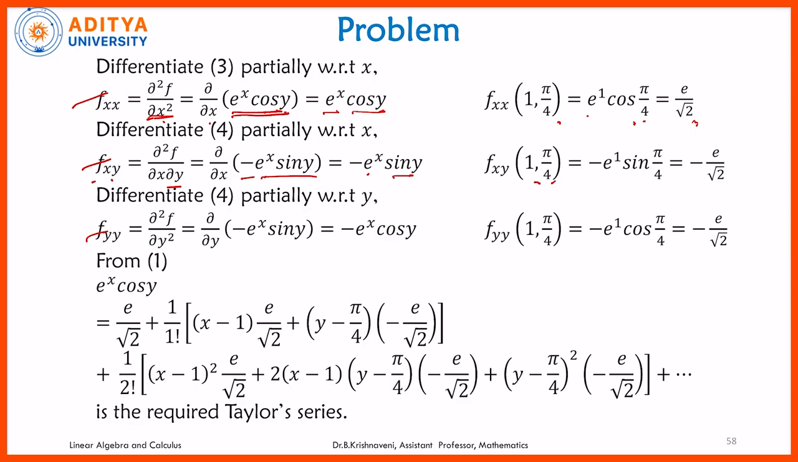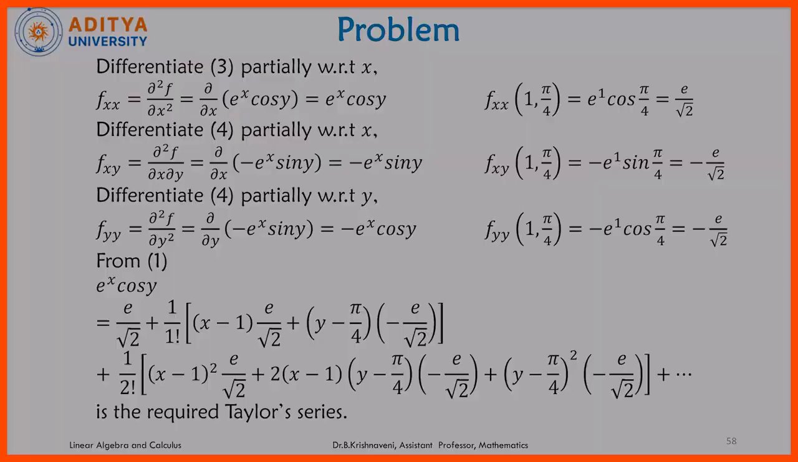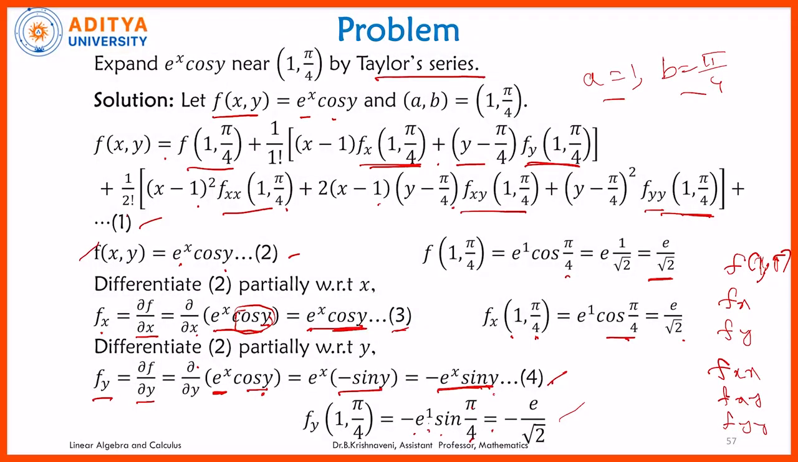Find out the value of fxy of (1, π/4). Now substitute x equal to 1 here, minus e^1 into sin(π/4), y is equal to π/4, that is sin(π/4), which is equal to minus e by root 2. Next, differentiating equation 4 with respect to y. Where is 4? This is 4.